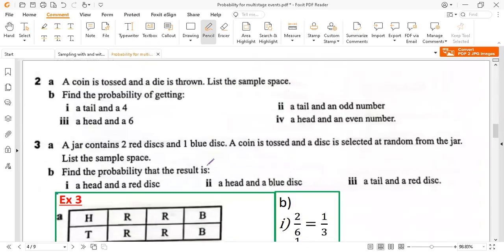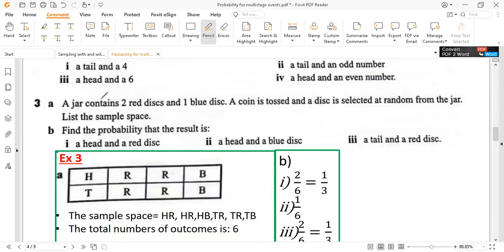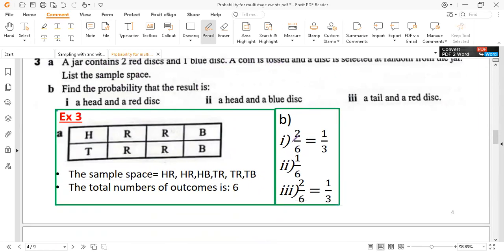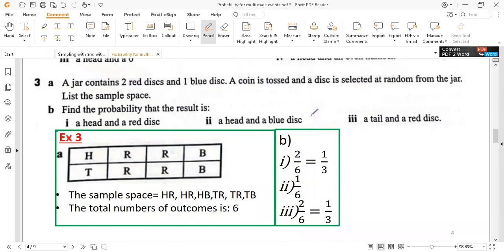Moving on to the next exercises, you can also assess yourself by solving the question without answers. We have a jar containing 2 red discs and 1 blue disc. A coin is tossed in the same way. We can obtain a head or we can obtain a tail. We have 2 red and 1 blue.